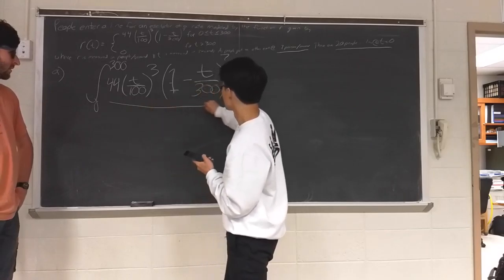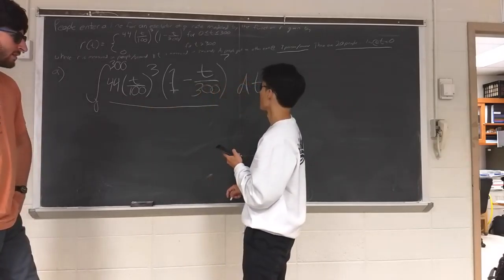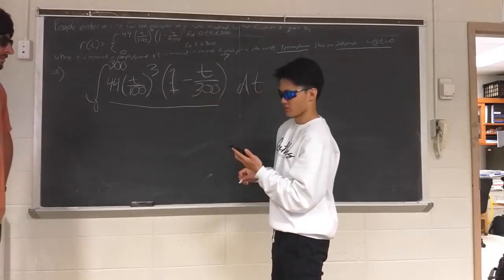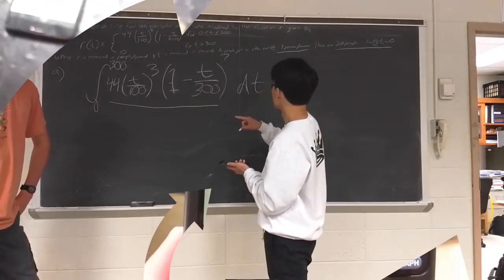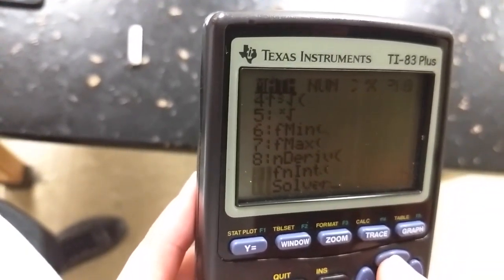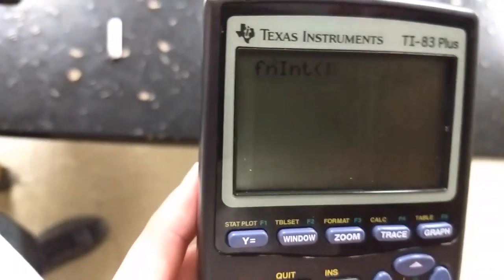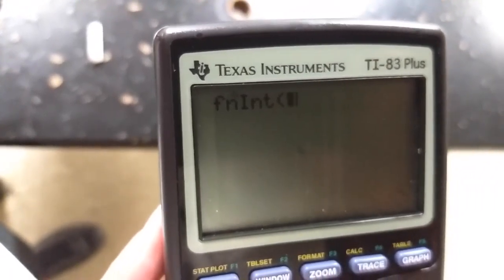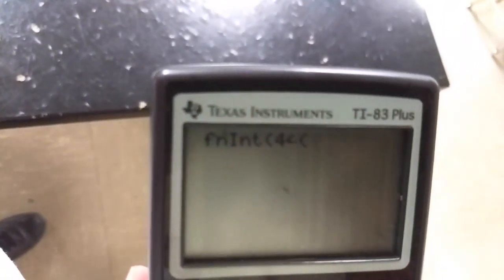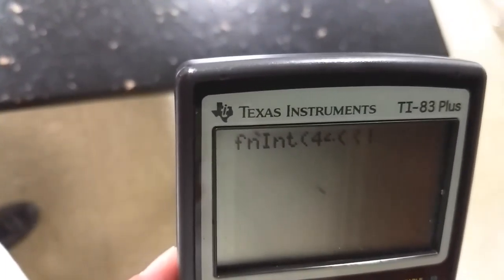Simply plug this into the integral function of your calculator with these limits. You're going to go to math, and down towards the bottom is fnInt, and then you plug in the function, which is 44 times the quantity of it's t, but we'll use x.